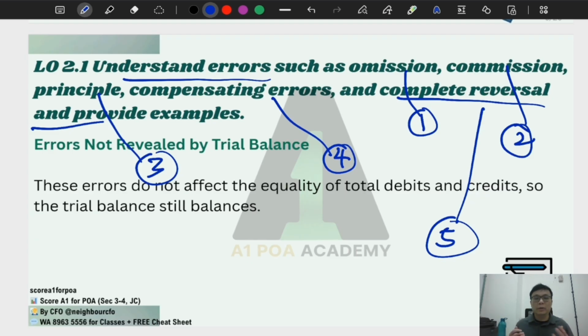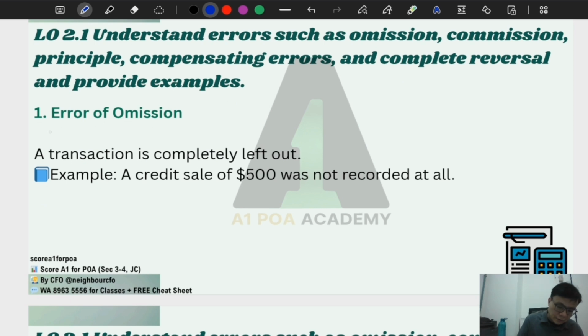So these are the errors that will not be revealed by the trial balance. These are the errors that do not affect the equality of total debit and credit, so the trial balance still balances. Let us now look at the first type.